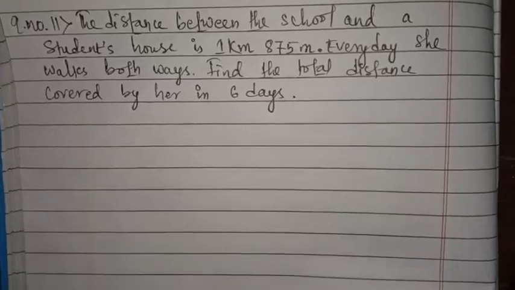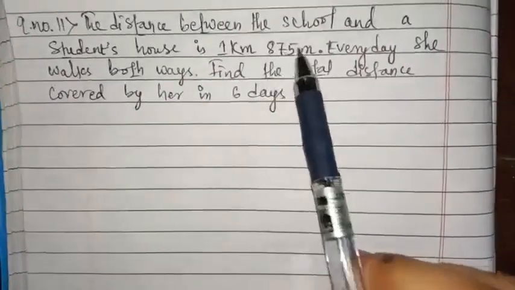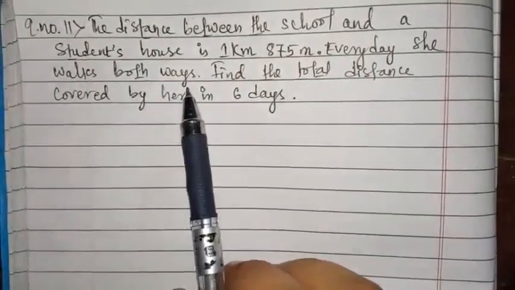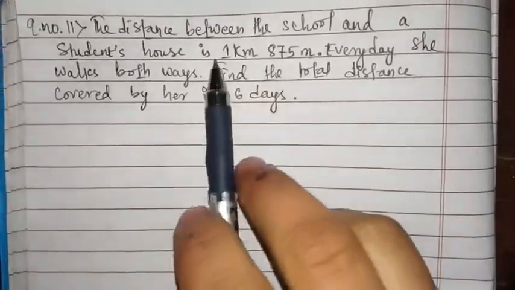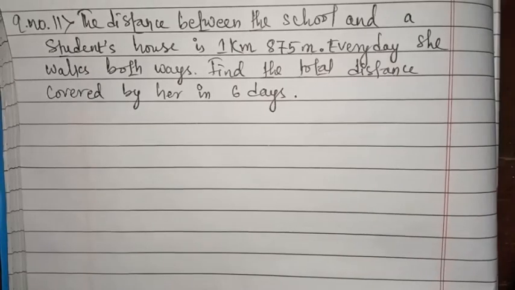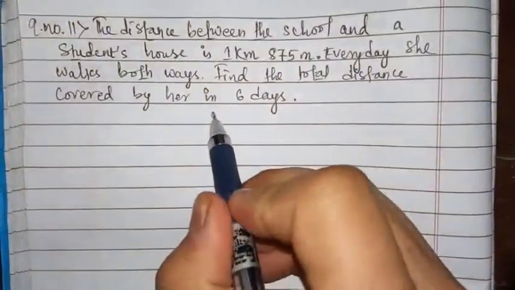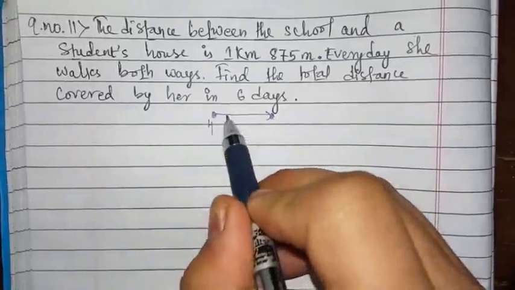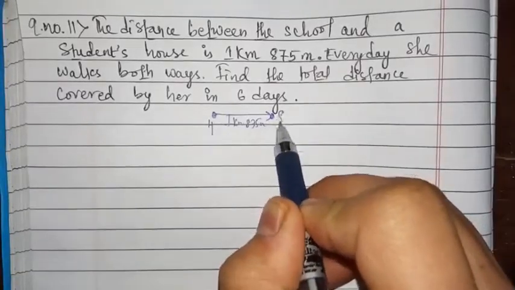Question number 11 states that the distance between the school and a student's house is 1 kilometer 875 meter, right? Every day she walks both ways. Find the total distance covered by her in 6 days. So here we have to find the total distance that the student is covering in 6 days. First of all, in one day, how much total distance she is covering, that we have to find. Suppose this is her house, and she is traveling 1 kilometer 875 meter to reach her school, right?